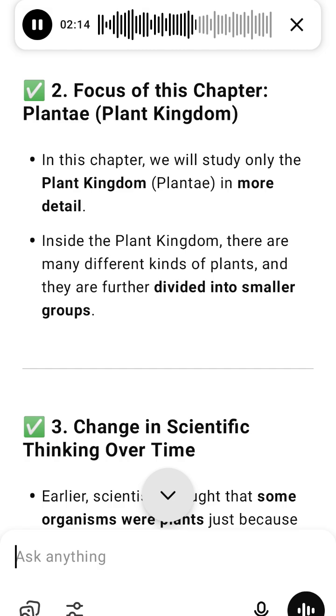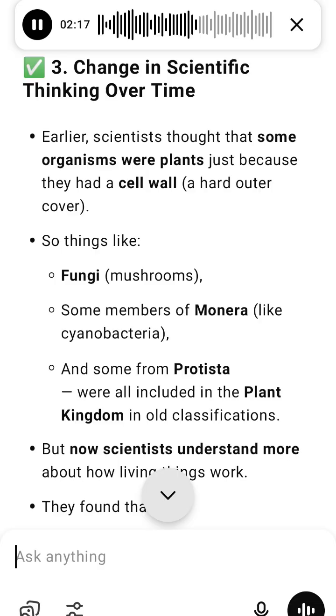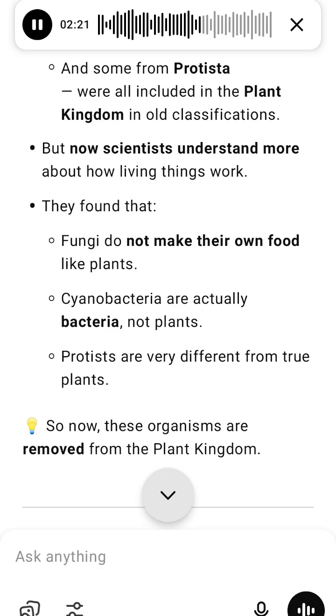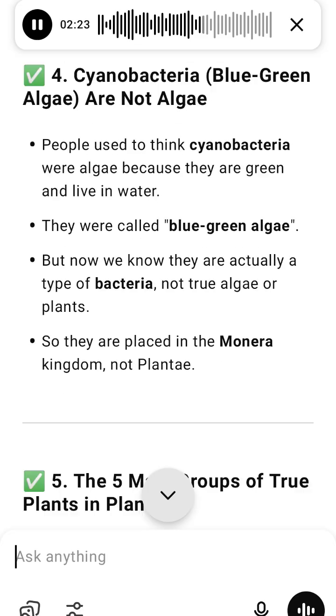Final summary in one paragraph. A scientist named Whittaker created a system in 1969 to classify all living things into 5 kingdoms: Monera, Protista, Fungi, Plantae, and Animalia. In this chapter, we focus only on the plant kingdom, Plantae.